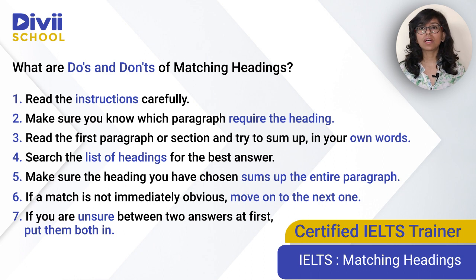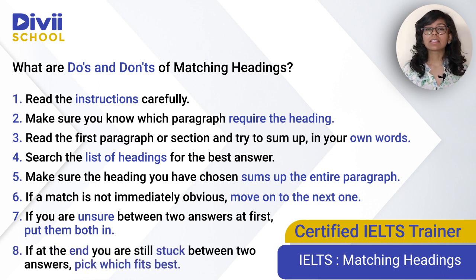If you are unsure about a particular answer and are confused between two of them, then put both of them in. You can come back to it later and eliminate the one that is obviously wrong. In the end, if you are still stuck with two answers and do not know which one to select, select the one that fits best. The one that is not too narrow in scope and not too generic either. If you are not able to determine which is which, then read the paragraph once again, read the headings and select the heading which best paraphrases the paragraph.